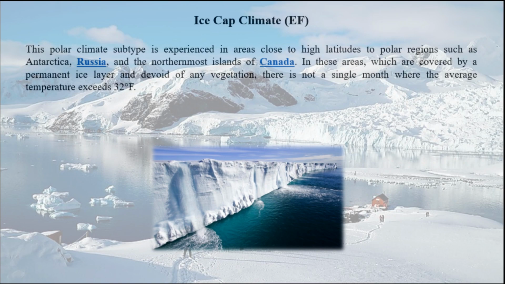Ice cap climate, EF. This polar climate subtype is experienced in areas close to high latitudes to polar regions such as Antarctica, Russia, and the northernmost islands of Canada. In these areas, which are covered by a permanent ice layer and devoid of any vegetation, there is not a single month where the average temperature exceeds 32 degrees Fahrenheit.